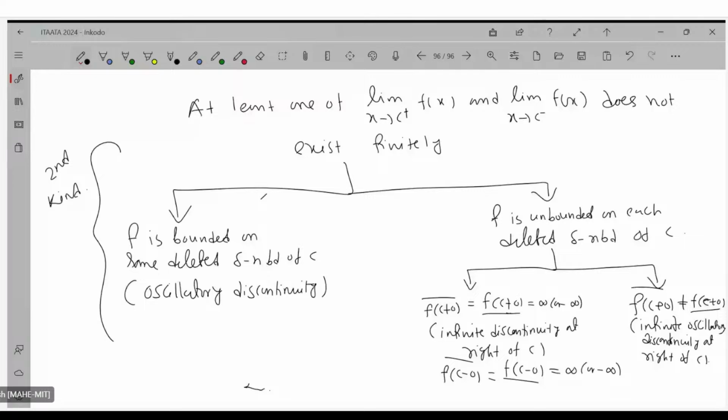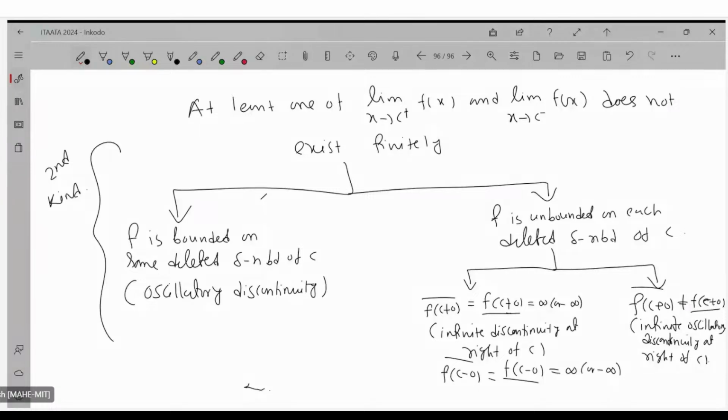We'll solve some examples. In the meantime, I was thinking about proving some theorem, but we will not get the time. Just let me inform you. If we have a function f which satisfies the intermediate value property, then it cannot have any discontinuity of first kind. So if that function has a discontinuity at a point, then it should be a discontinuity of second kind.